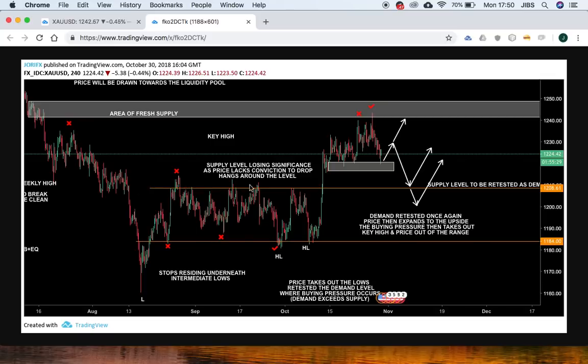So this first manipulation here is, one, shaking out traders, anyone who wants to go long. Two, it's sucking in traders that don't want to get in short. So it is literally engineering liquidity.